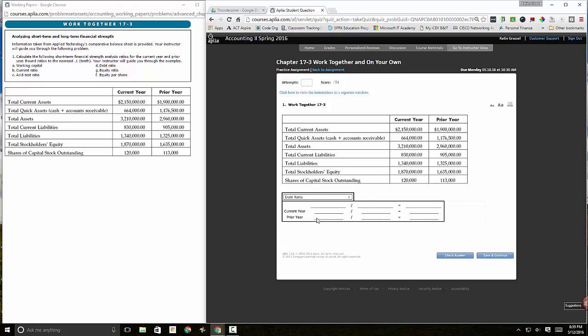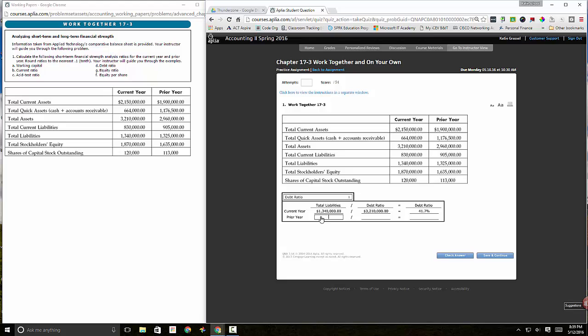So let's take a look at our debt ratio. Our debt ratio is how we take a look at our long-term financial strength. Our debt ratio is calculated by taking our total liabilities and dividing by our total assets. That's going to be 1,340,000 over 3,210,000, and that will give me a debt ratio of 41.7.